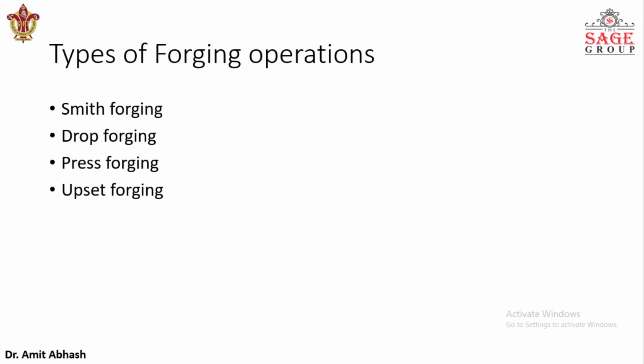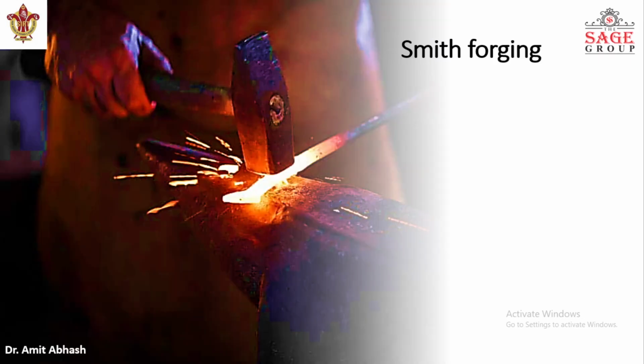The fourth type is upset forging, and next one is swaging forging, and the last one is roll forging. So these six types of forging process operations are here, and apart from these, there are another two, that is hot or cold forging, which is on the basis of working temperature, as I told you. After this we are going to see the Smith forging.